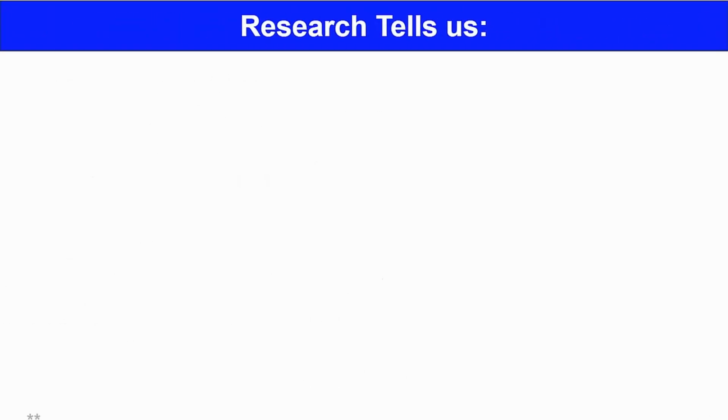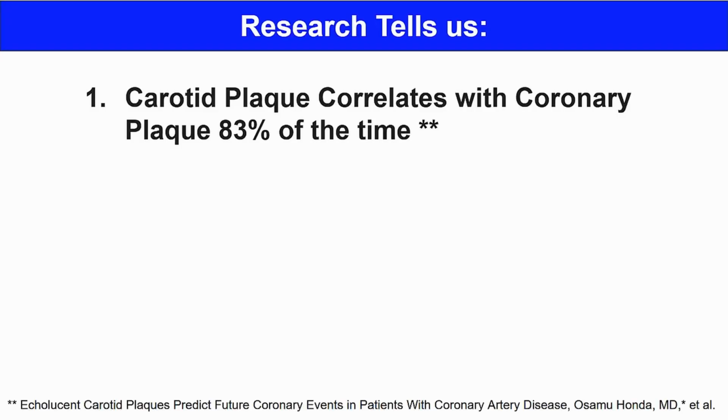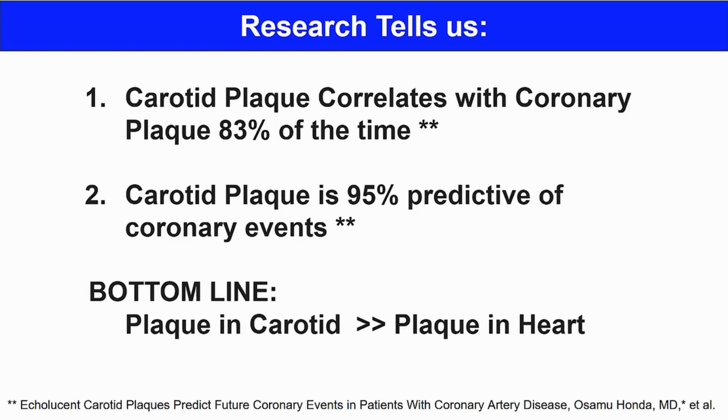And while we're not looking directly at the heart, studies tell us that the carotid plaque is predictive of coronary plaque around 83% of the time, and is predictive of future coronary events 95% of the time. That is, if you have plaque in the carotid artery, you're likely to have plaque in the heart.